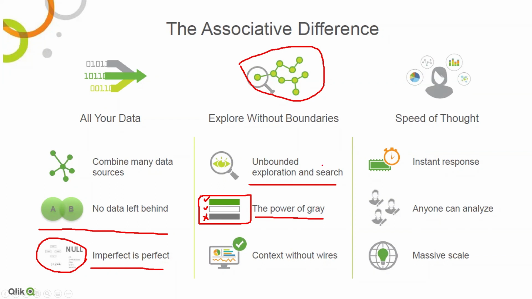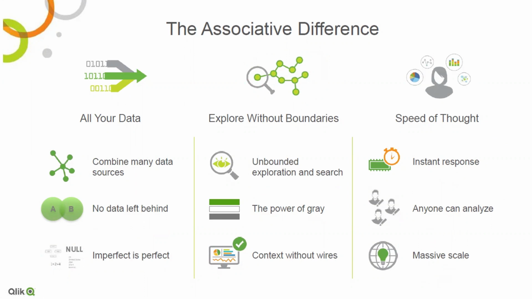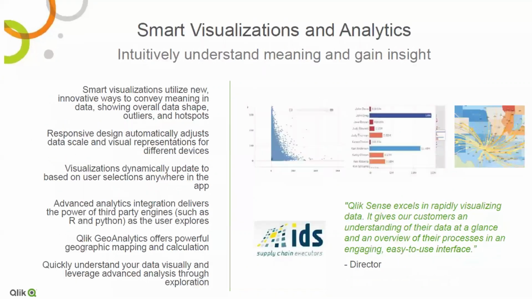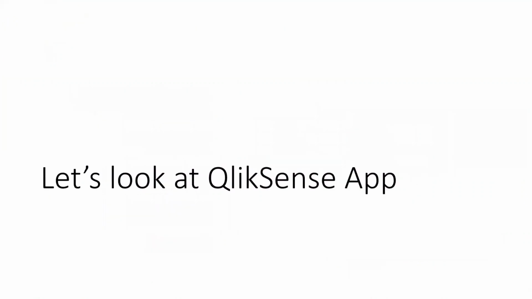Okay. And speed of thought is like instant responses, anyone can analyze, massive scale. So the associative engine is something you can do on a massive scale. It is not on a smaller data model. Whatever your data model size is, if your system supports it, you can do that associative exploration. Now these are some of the comments from a few organizations who are using Qlik. It is easy to use and the associative engine works very well. It has smart search and things like that, people have said. All the organizations which are using it are giving some great stories.